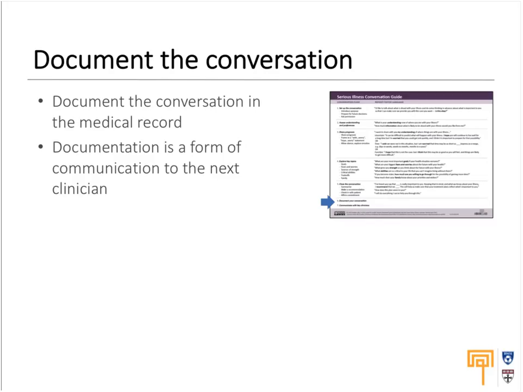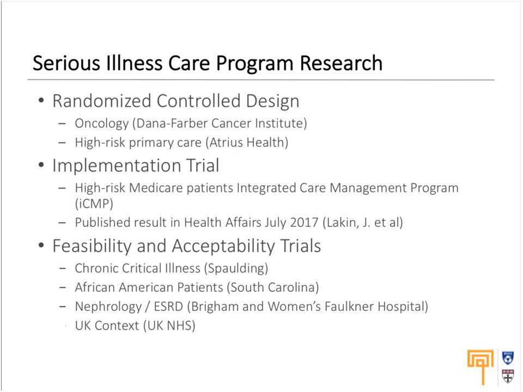Okay, fantastic. So we are conducting research to know how well our program is working in different settings. We've conducted a randomized controlled trial at Dana-Farber, and we'll be publishing those results soon. We've also had work at Atrius Healthcare. We published the results of our implementation trial in high-risk primary care. That was working with a group of PCPs and high-risk care manager RNs. It was published in July, and it's available on our community of practice website.